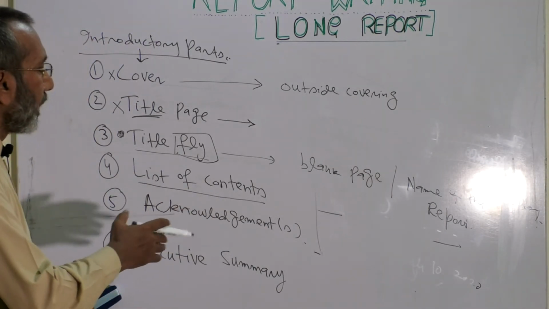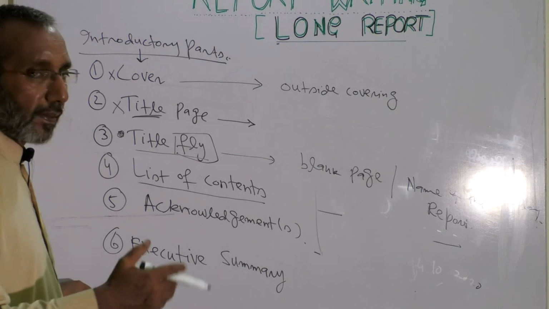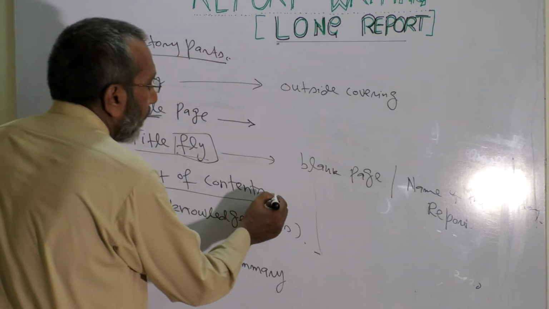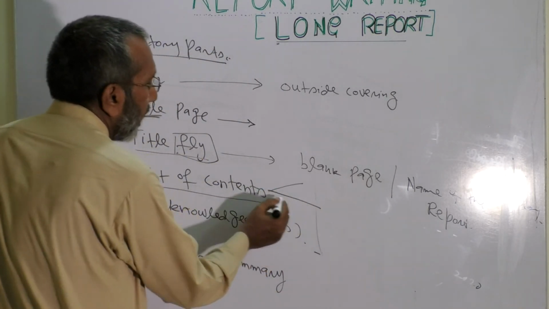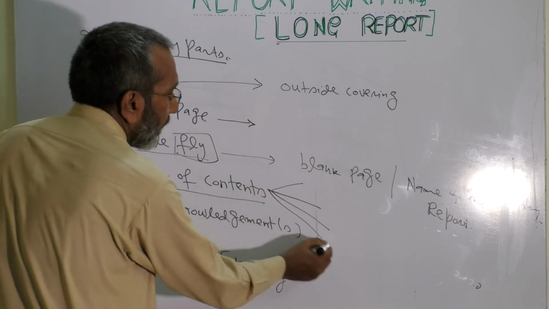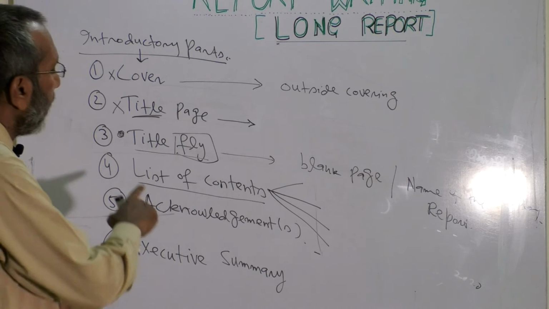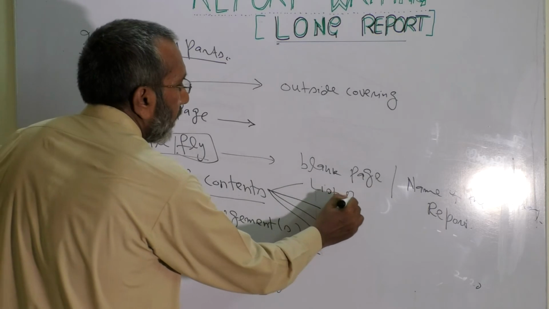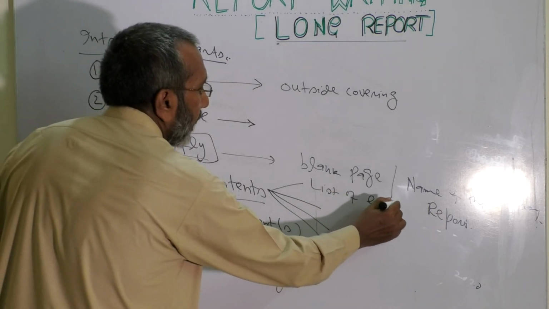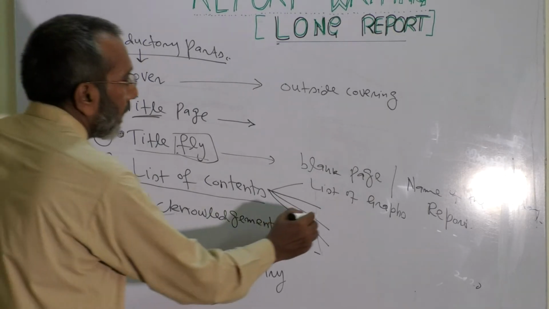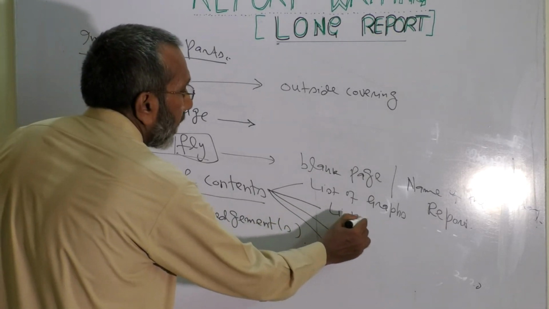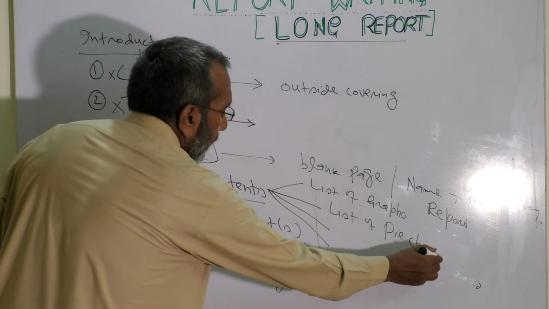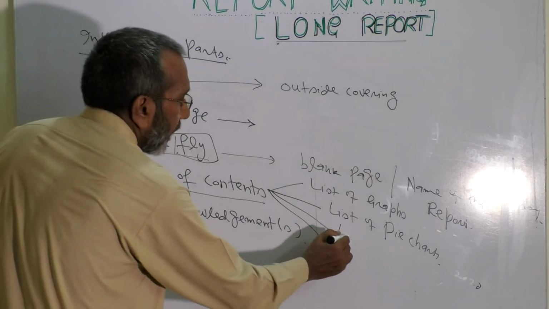And contents actually can be in different forms. Suppose in a long report, so many things are there. There might be so many figures, so many graphs, so many tables, so many diagrams. In list of contents, sometimes we write list of graphs. Suppose there are more than 50 graphs in some report. We need a separate list. List of, suppose, pie charts or charts in any form. So it depends. Okay. So it's a list of diagrams.